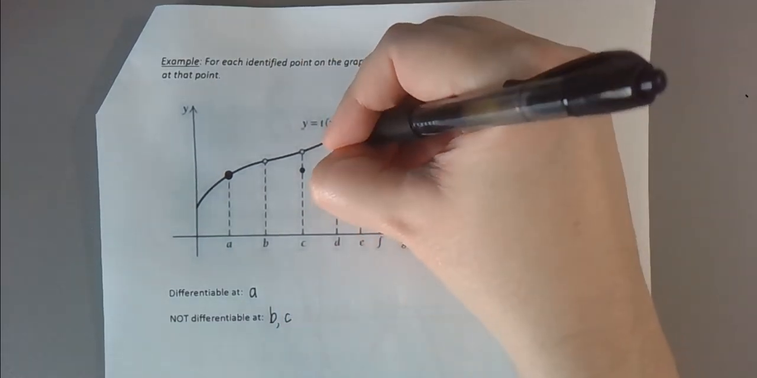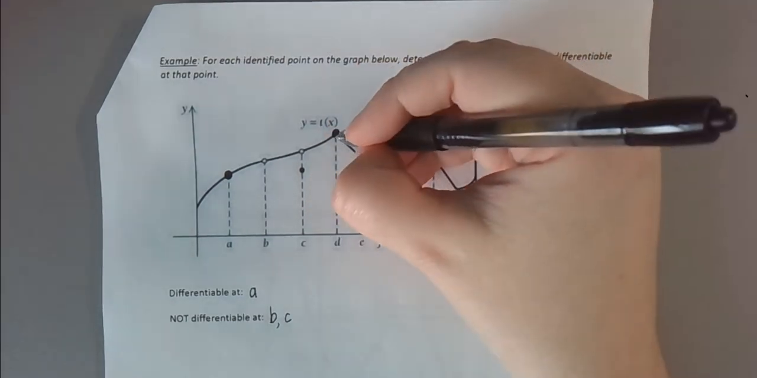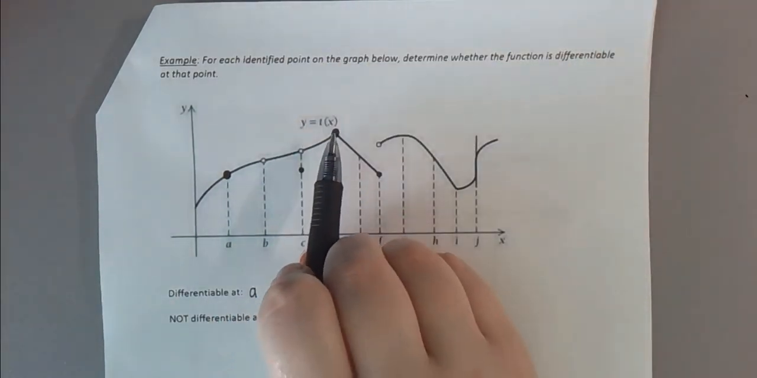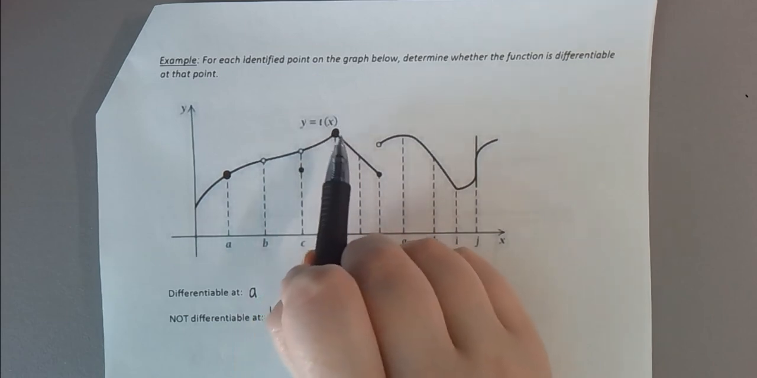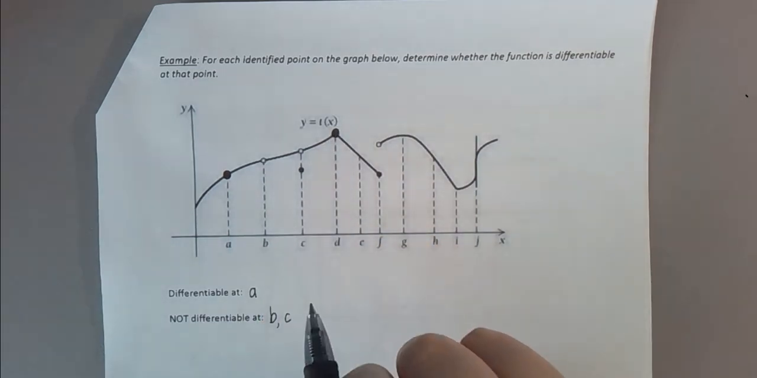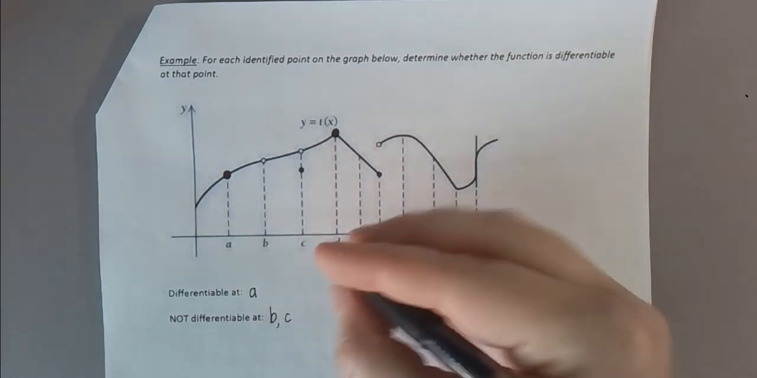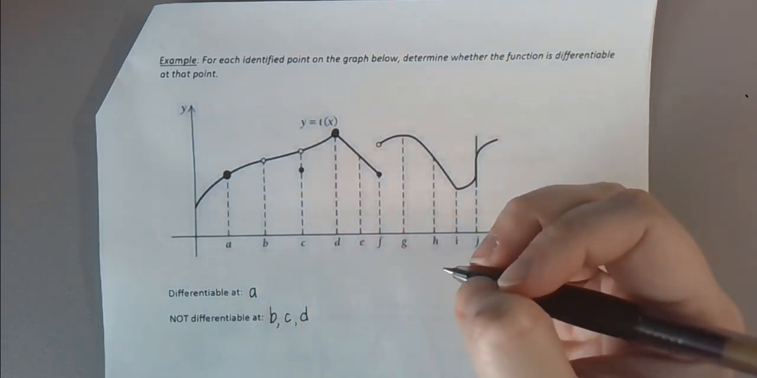Now point D would be right here. It's continuous there. There's no vertical tangent line, but there's a corner. So are we going to lay tangent to this side of the curve, or are we going to lay tangent to this side of the curve? Ultimately, we can't answer that question. So that also represents a location where our function is not differentiable.